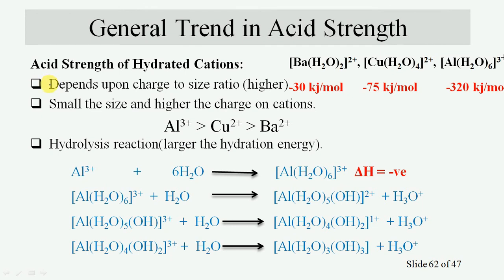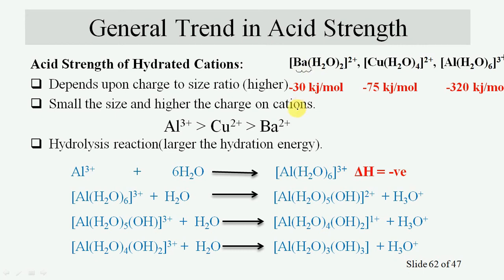Acid strength of hydrated cations. In aqueous solution, the cation interacts with polar water molecules to form hydrated cations. This releases a large amount of energy, which is called the hydration energy of the cation. It is the amount of heat released accompanying the formation of 1 mole of a specific hydrate. For example, the hydration energy of complexes.